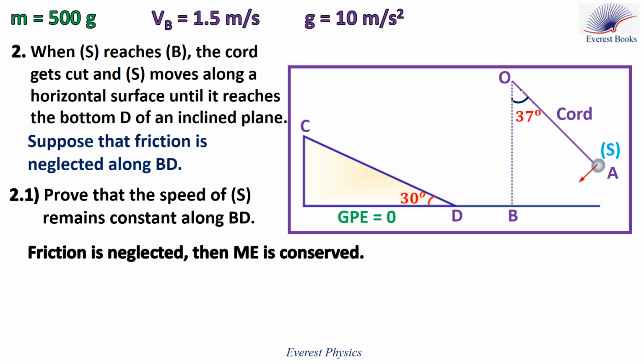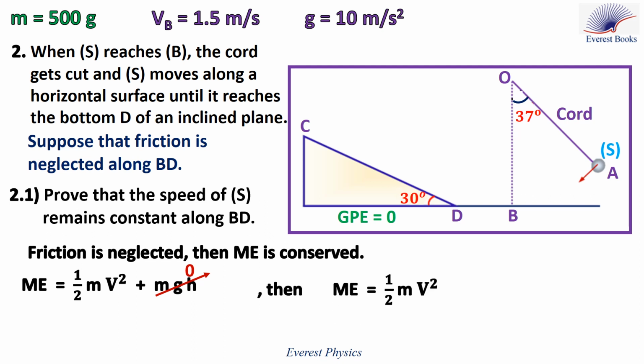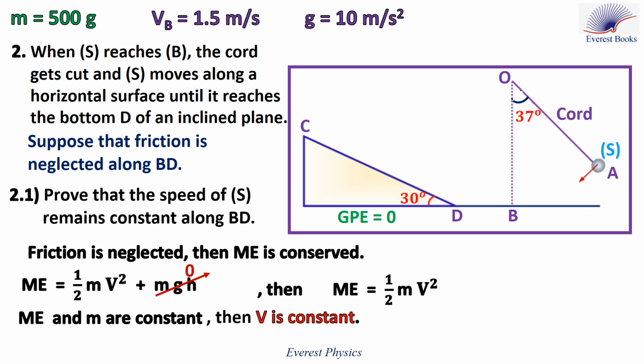Since the friction is neglected along the path BD, the mechanical energy is conserved. The expression of the mechanical energy between B and D is given by 1/2 m v squared plus m g h, but the height of the particle along the path BD remains 0. Then the mechanical energy becomes 1/2 m v squared, but the mechanical energy and the mass remain constant. Therefore, the speed of the particle between B and D also remains constant.